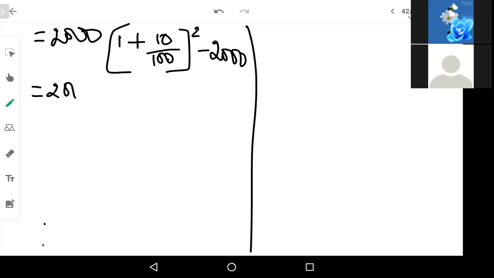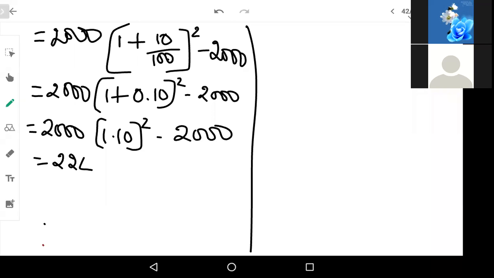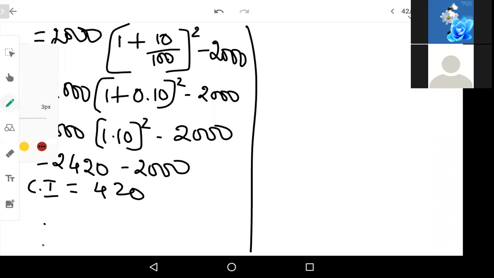Quickly. 2000 into 1 plus 0.10 to the power 2 minus 2000. So 2000 into 1.10 to the power 2 minus 2000. So here you're going to get 2420 minus 2000. Your compound interest is 420, but write it along with the amount.